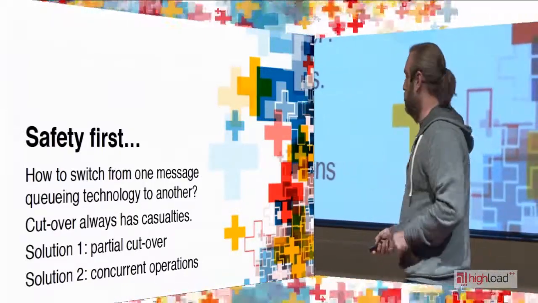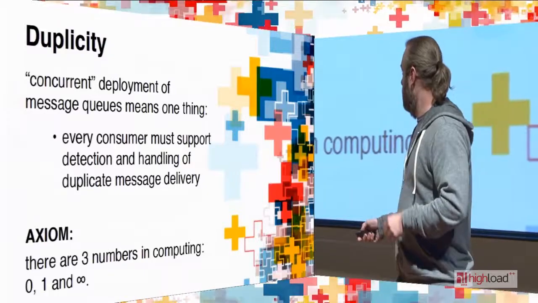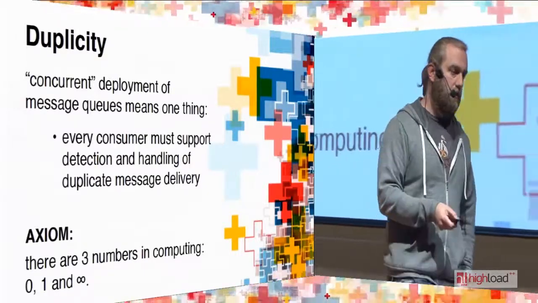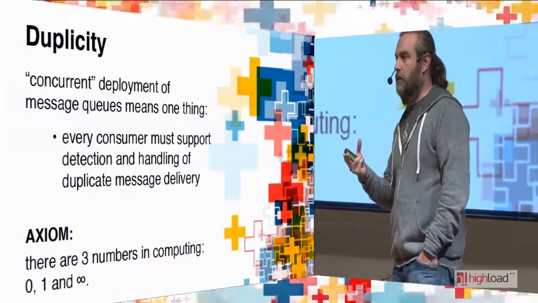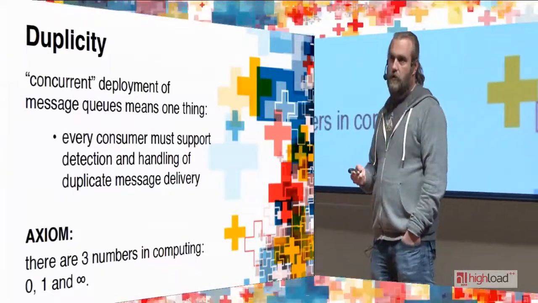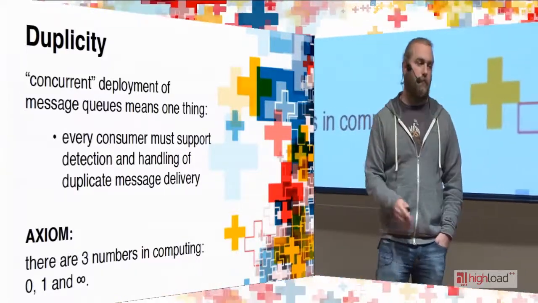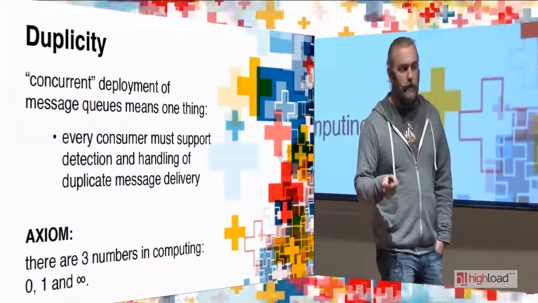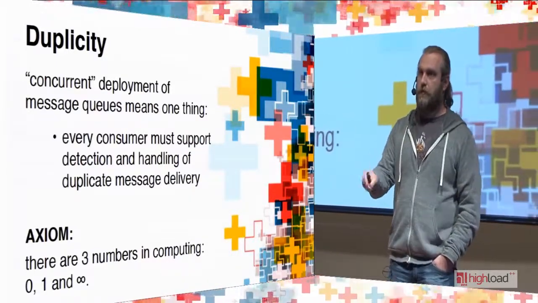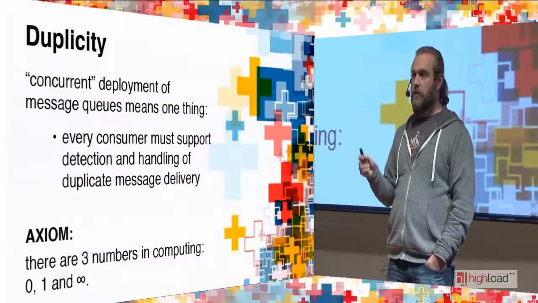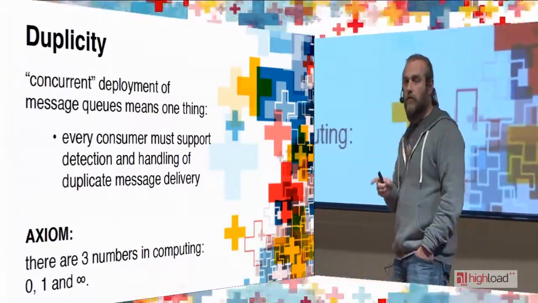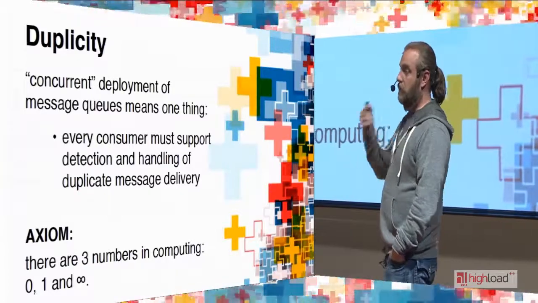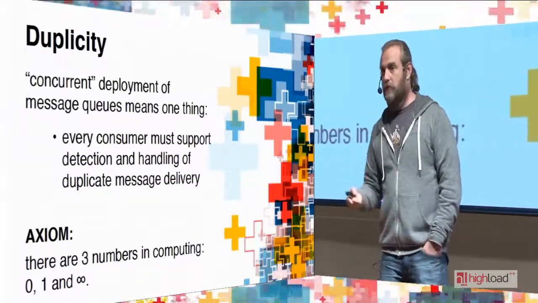So it's an easier problem, but the question is how to make it safe. And the answer is that if you can make your systems tolerant of duplicate messages, you solve the whole problem entirely. So what we did is we dictated that every consumer of the message queue is responsible for deduplicating messages that they receive. So our delivery semantics are at least once.